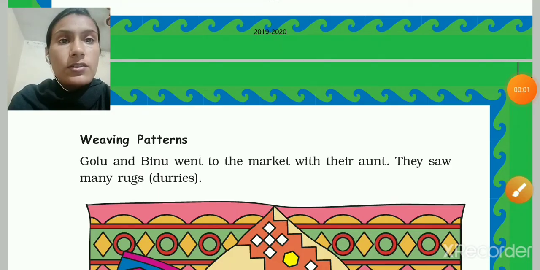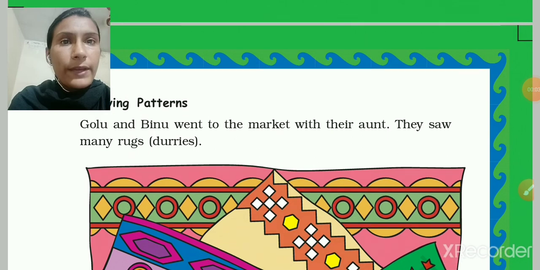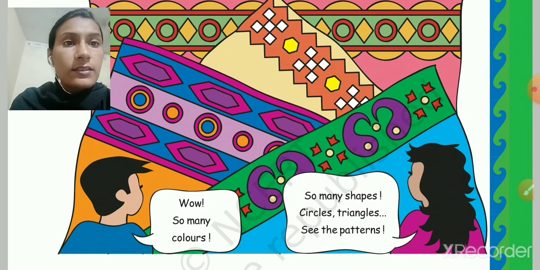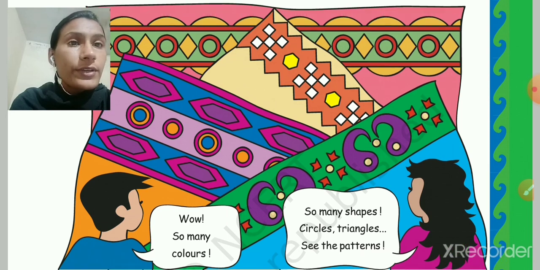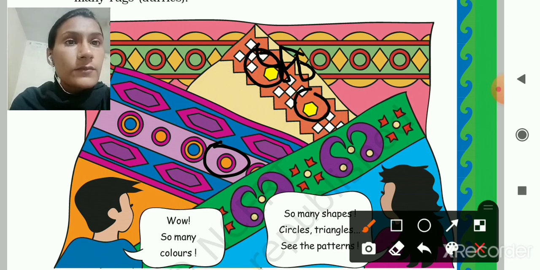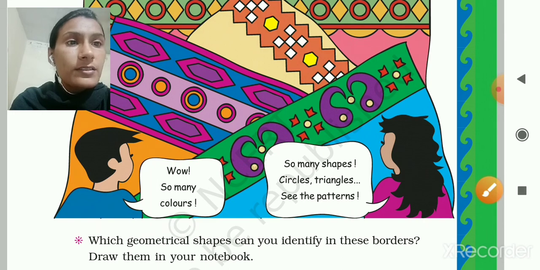The next one is weaving patterns. So this is one type of pattern. Golu and Binu went to the market with their aunt. They saw many rugs. Here you can see these patterns. Wow, so many colors. You can see so many colors, so many shapes like circles, triangles. See the pattern. You can see so many shapes like circles here, this square, then here a triangle, then this hexagon. So many patterns and so many shapes you can see here.